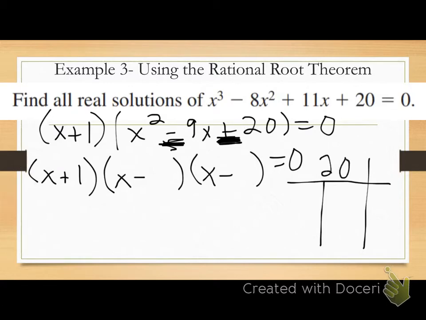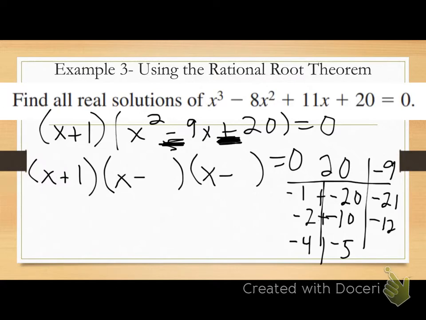What goes in the first slot of my T-chart? 20. Second slot? Negative 9. What are the first two numbers that multiply to give me 20? Negative 1, negative 20. Next two numbers? Negative 2, negative 10. Negative 4, negative 5. Is that all? What's negative 1 plus negative 20? Negative 21. Negative 12. And negative 4 plus negative 5. So which two numbers is it? Negative 4, negative 5. Plug those in to my parentheses.